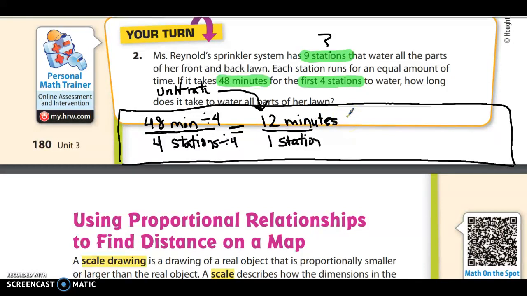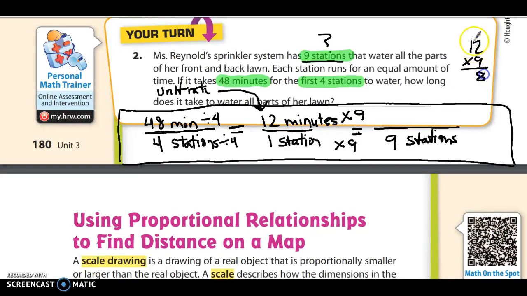Now I'm going to go back and reread the question. I'm trying to figure out how long it takes to water 9 stations. So I'm going to put 9 stations as my second term. And how am I going to figure this out? I'm going to check the math. How do I get from 1 station to 9 stations? I multiply by 9. So how do I get from 12 minutes to the unknown? I multiply by 9. So I can get this answer here by doing 12 times 9. 12 times 9 is 108. So the answer is, how long does it take to water all parts of our lawn? It's 108 minutes.